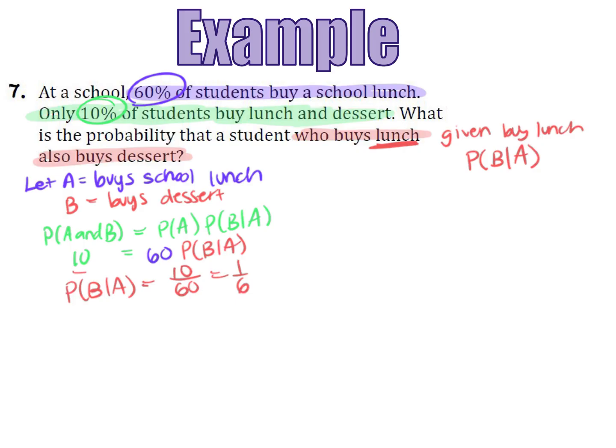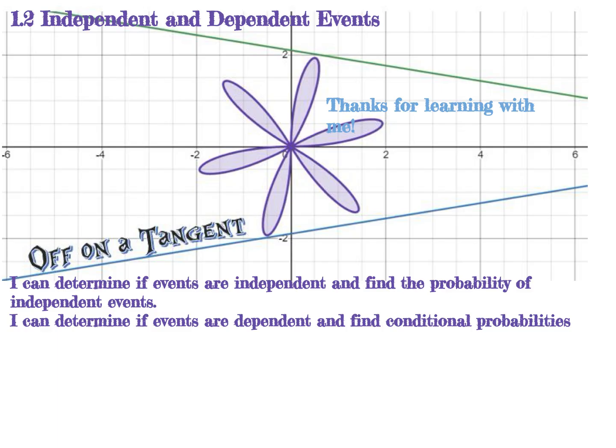Let's go ahead and wrap up this video. All right, there was a lot in this video. We learned how to determine if events are independent or dependent and how to find the probability and conditional probability depending on whether or not it's independent or dependent.